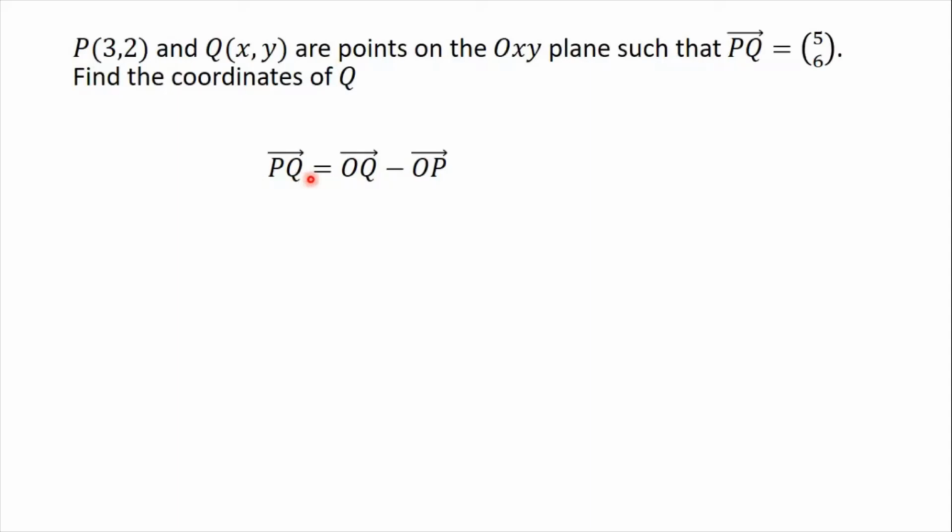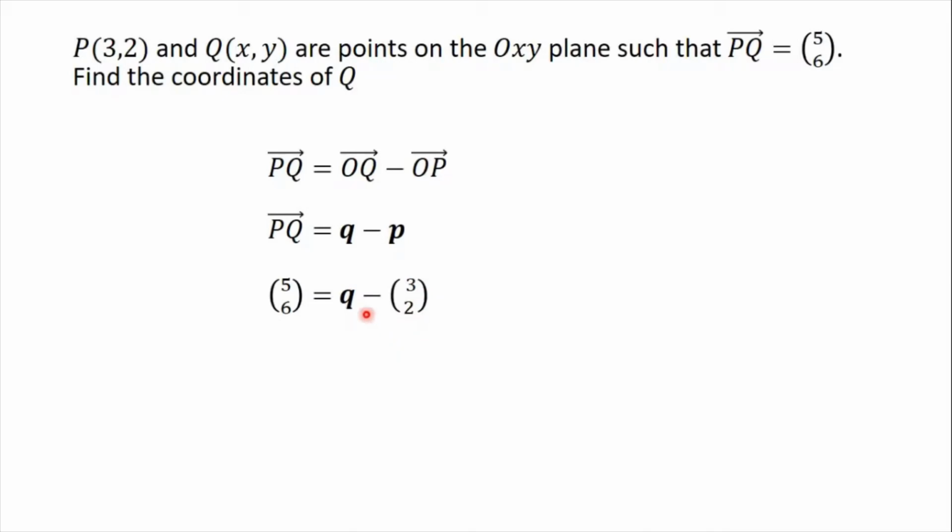We know that vector PQ is equal to position vector Q minus position vector P. Vector PQ is 5, 6. We can also find position vector P because we know the coordinates of point P are 3 and 2. So we substitute them into this equation that we've written. The components of vector PQ are 5 and 6. So 5, 6 is equal to Q, which is what we are looking for, minus the coordinates of point P, 3, 2. So the components of position vector P will be 3, 2.